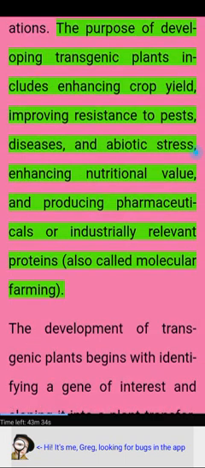The purpose of developing transgenic plants includes enhancing crop yield, improving resistance to pests, diseases, and abiotic stress, enhancing nutritional value, and producing pharmaceuticals or industrially relevant proteins, also called molecular farming.